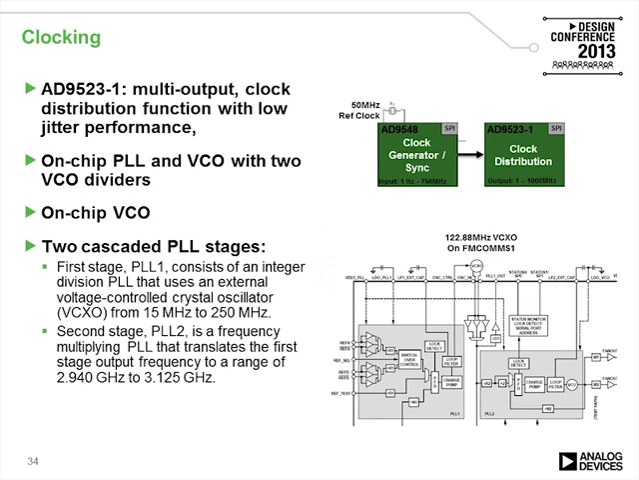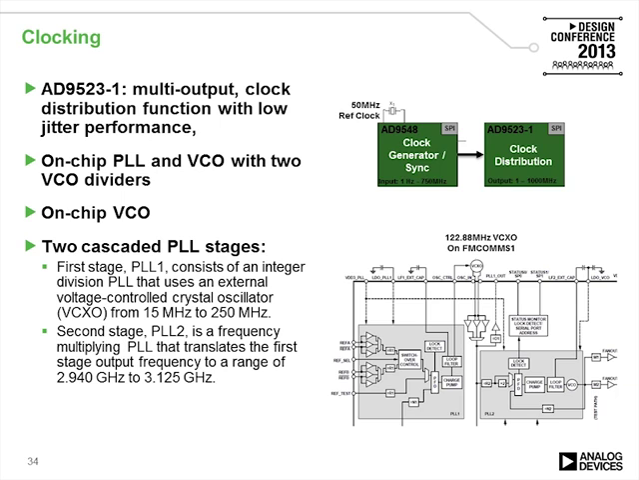From a clocking perspective, the clocks have both a dejittering device and a clock distribution part. The clock distribution part, the 9523-1, has both an on-chip PLL and an external VCO with two VCO dividers. These cascaded PLL stages are used to synchronize external frequency and phase up to the input stage, so we can have a single reference being driven to multiple platforms to be able to handle MIMO.